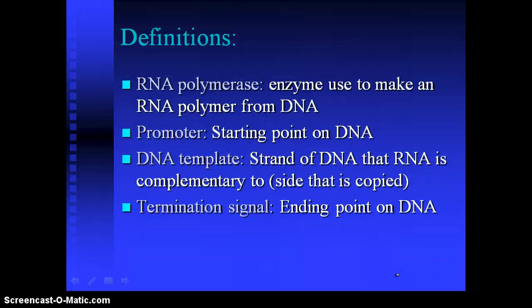So some definitions here. RNA polymerase is an enzyme used to make an RNA polymer from DNA, and it's just making these new nucleotide bases. A promoter is a starting point on the DNA. The DNA template is a strand of DNA that RNA is complementary to. So only one side of the DNA is copied to produce these proteins. And the termination signal is just the ending point on the DNA.